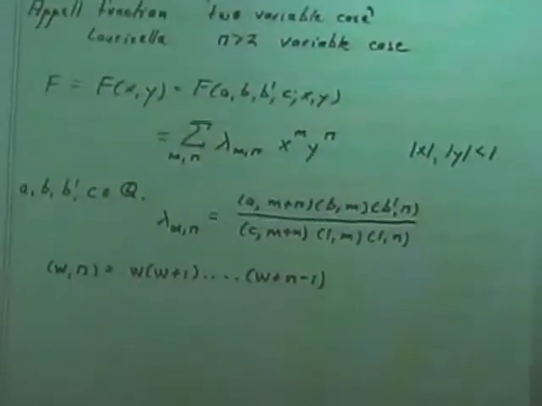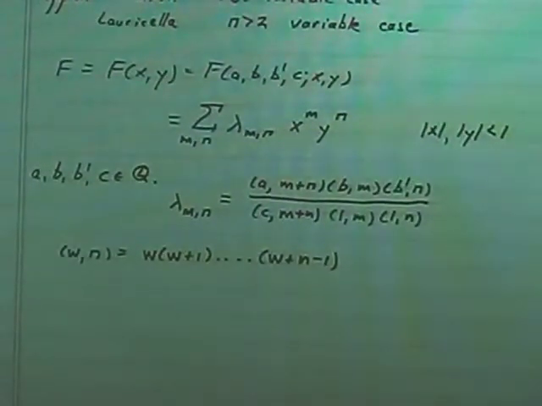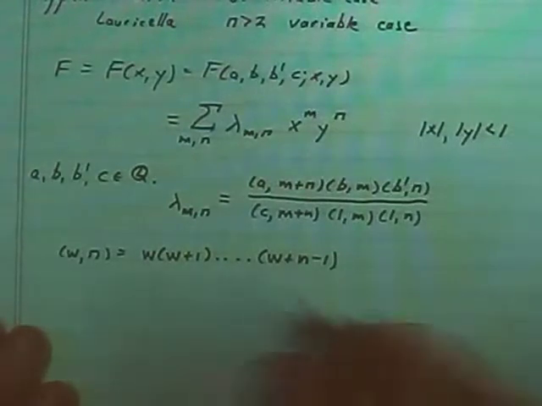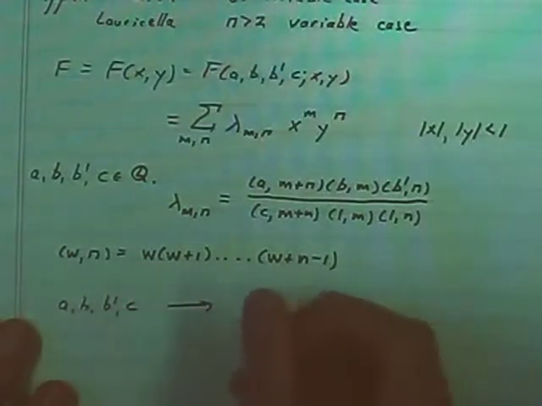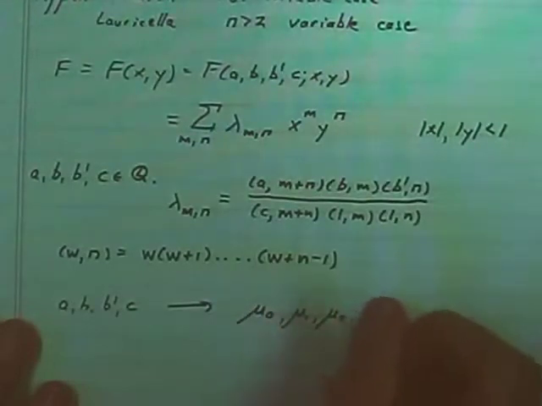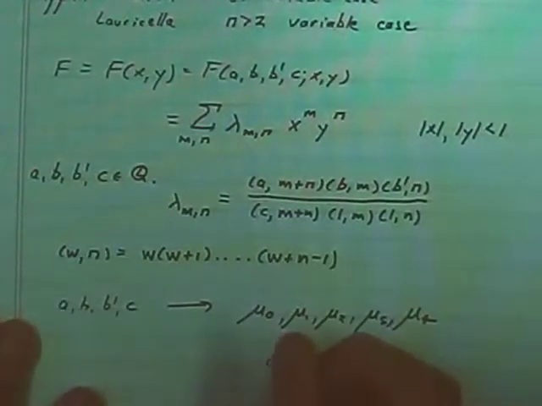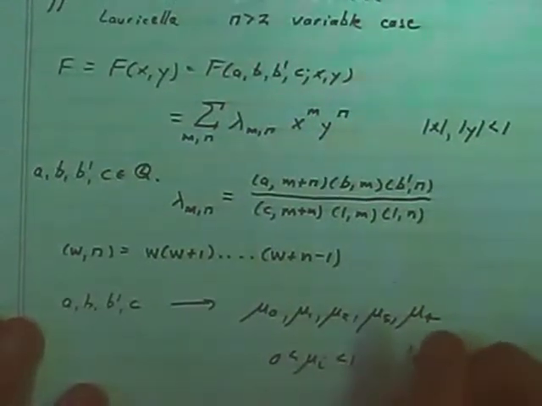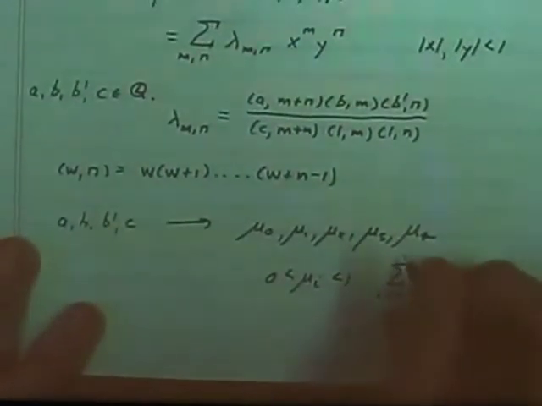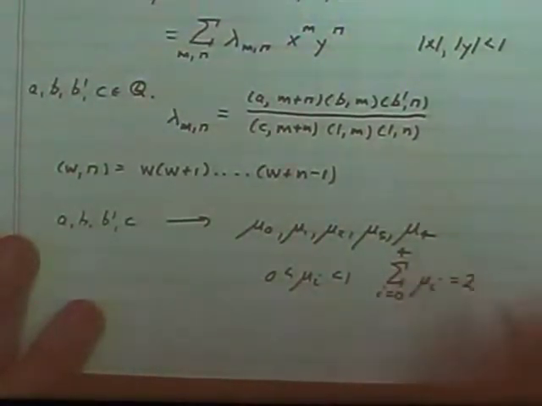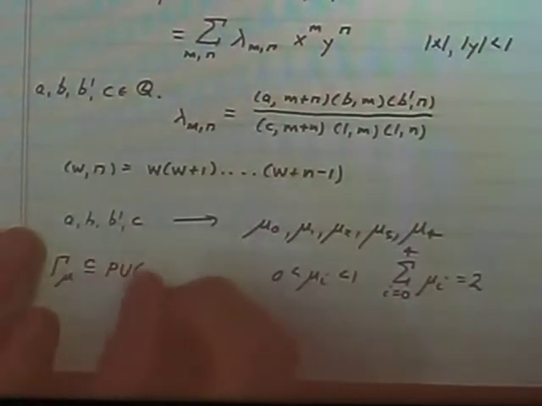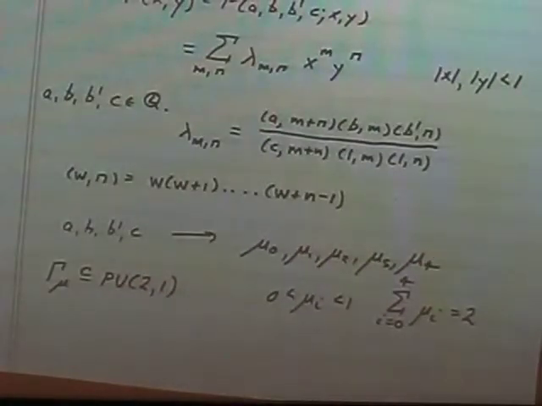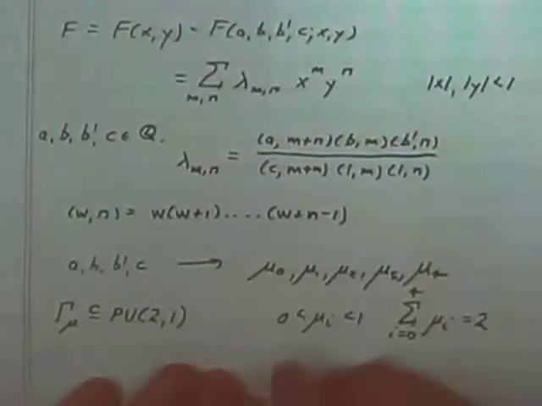Okay, so in the beginning, things go pretty much as before. So this function, again, you can associate to the A, B, B prime, C, you can associate mu's, mu 0, mu 1, mu 2, mu 3, and now there's an extra one, mu 4. And the assumptions that the mu's are between 0 and 1, and once again, they're going to sum to 2, ensure that the monodromy group is contained in PU(2,1). So it acts on the complex 2-ball. And so this is what Deligne and Mostow call a ball 5-tuple.